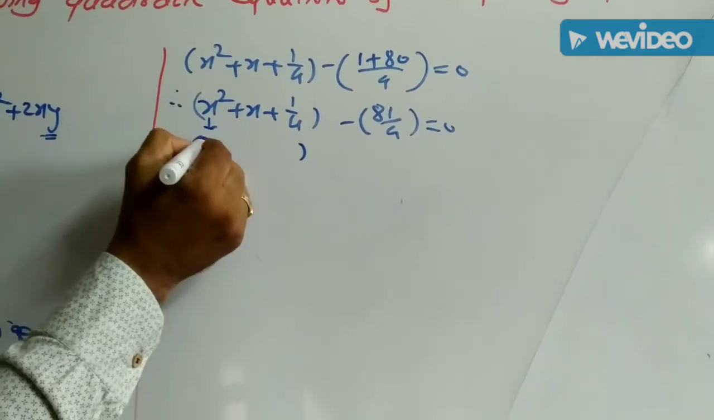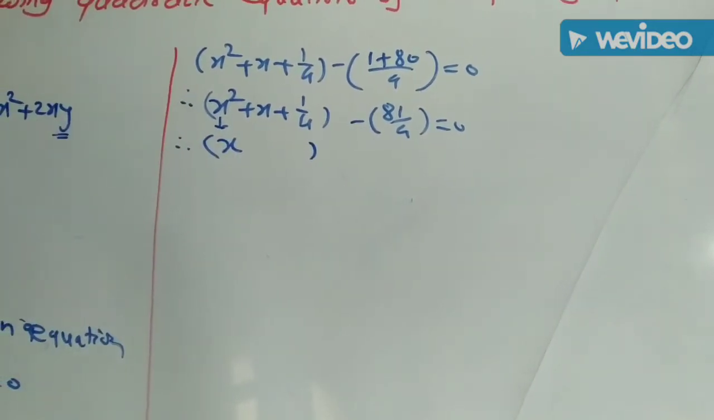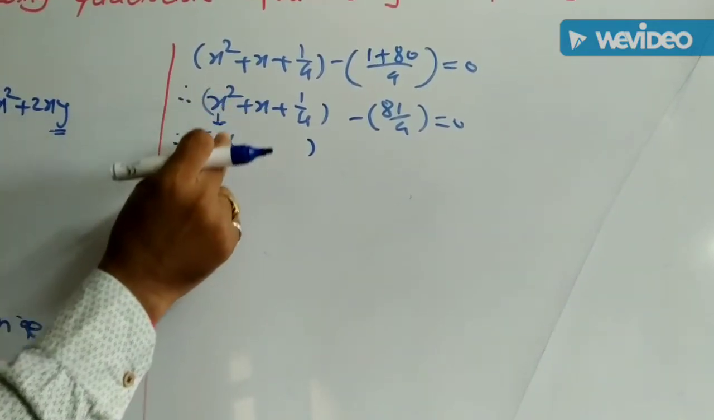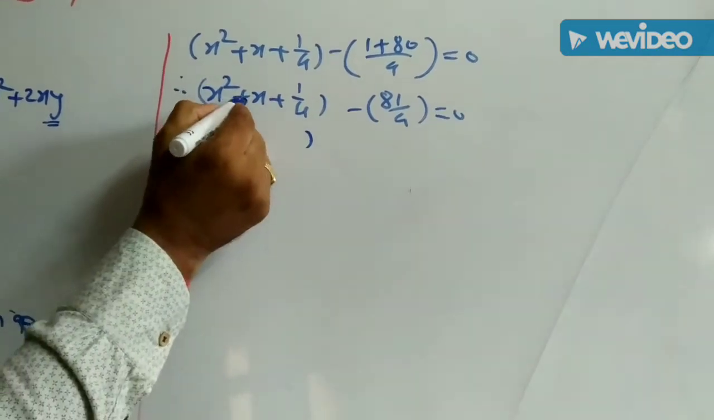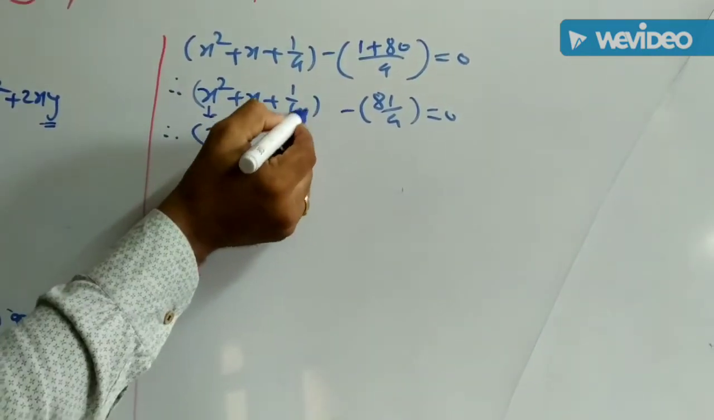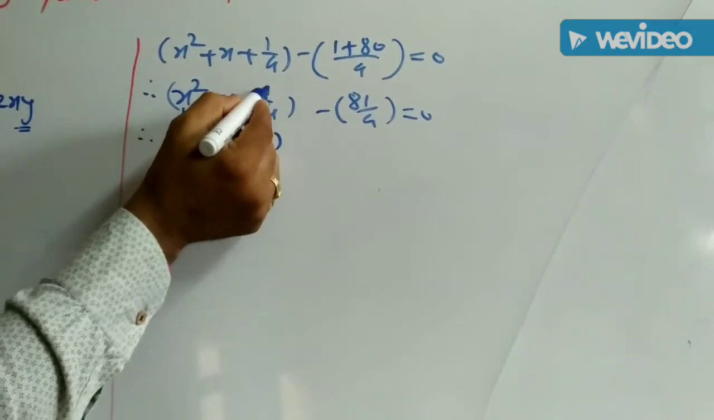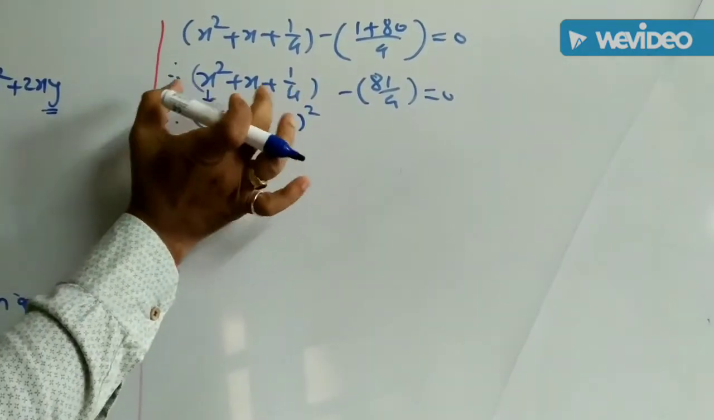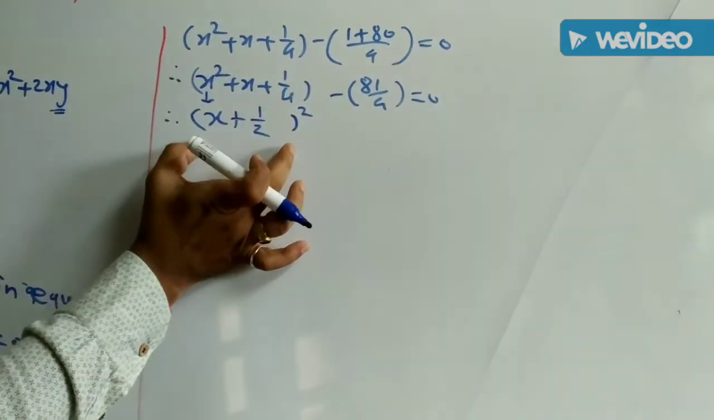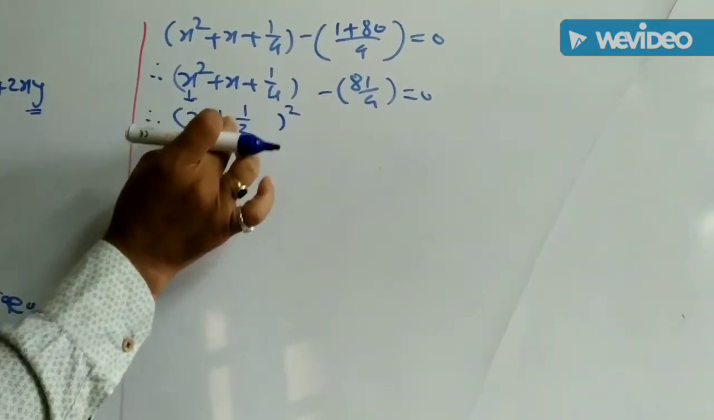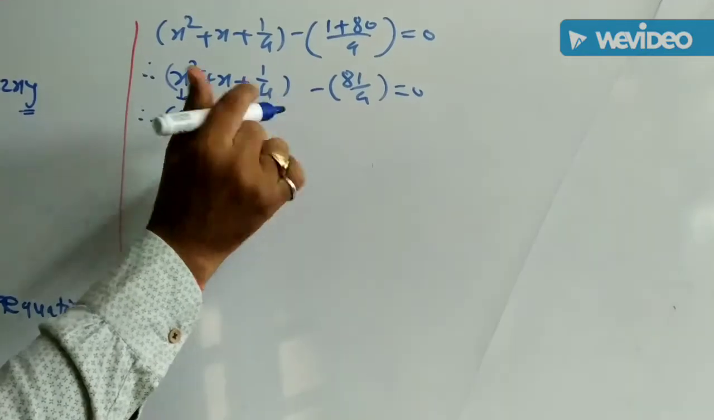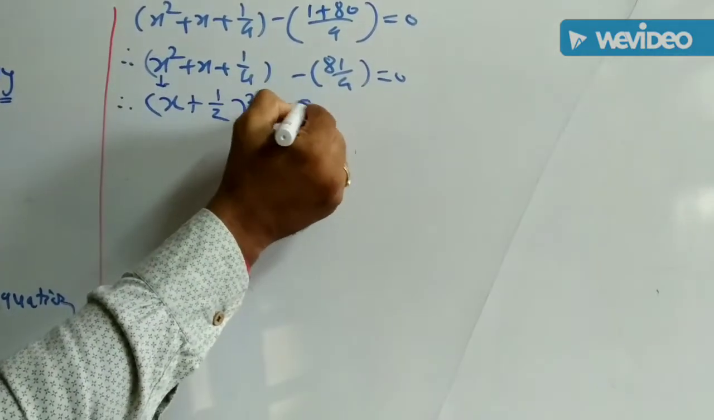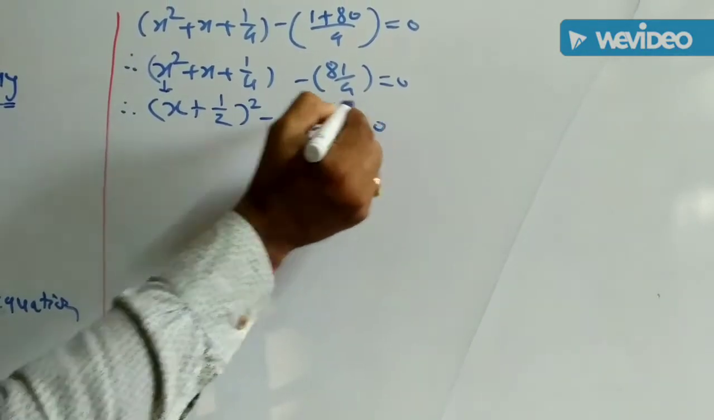In the first bracket, find whose expansion is this. For that, write the square root of the first term, the square root of x square is x, the sign of the middle term, and the square root of the last term, that is 1 upon 4, the square root of 1 upon 4 is 1 half, bracket square. That is, x square plus x plus 1 upon 4 is the expansion of x plus 1 upon 2, bracket square. Now 81 upon 4 is the square of 9 upon 2.